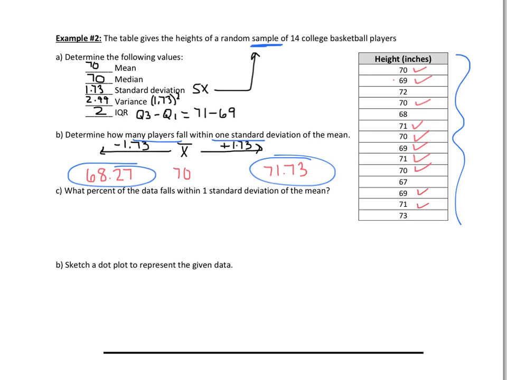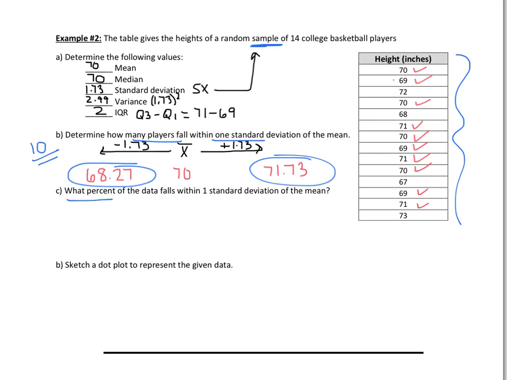71, yes. And 73. No, 73 would be out here. So how many of these players fall within here and here? So let's count them up. 1, 2, 3, 4, 5, 6, 7, 8, 9, 10. So the answer to part B is 10.